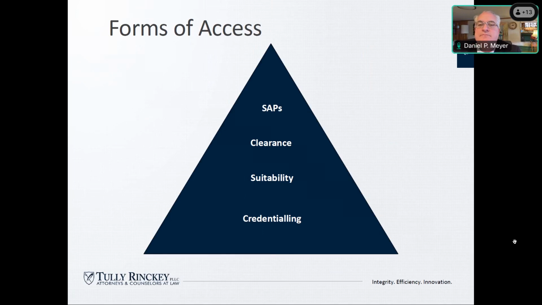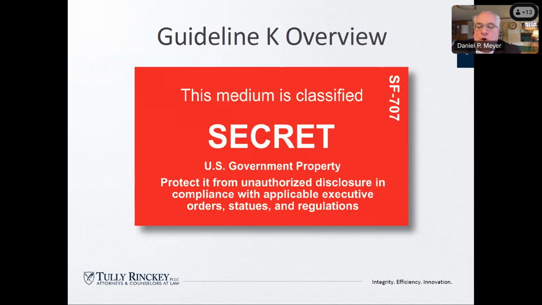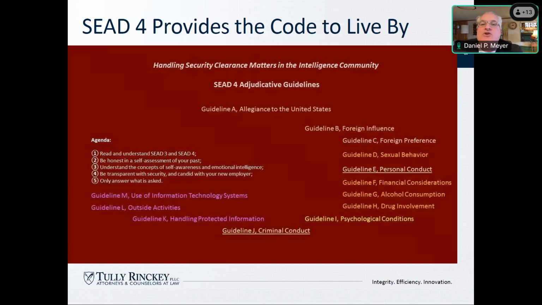So we're going to talk here about Guideline K, which is the handling of classified information. This means information that may be in a secured compartmented information facility, a SCIF, or it may be something that is in a safe, something online, and there are certain rules you need to follow. And we're going to talk here a little bit about some of the best practices to have when you're in that situation. Where does Guideline K fit within the general adjudicative guidelines?